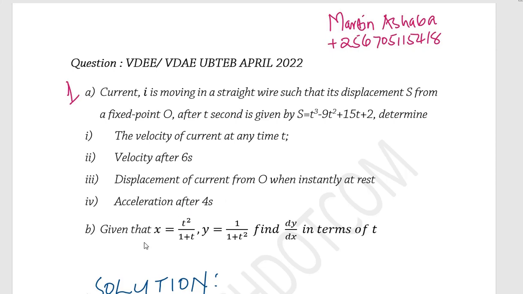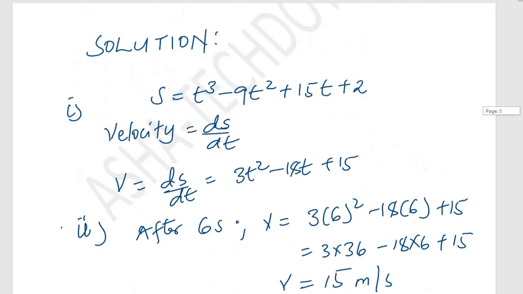We have also another part B of this question which says given that x is equal to t squared out of 1 plus t and y is equal to 1 out of 1 plus t squared, find dy/dx in terms of t. So let us proceed and look at the solution of this particular question.